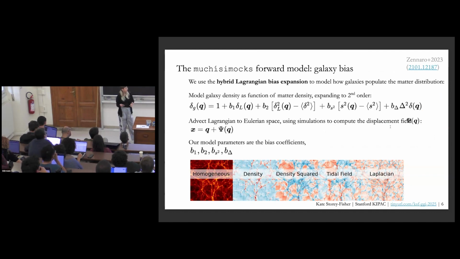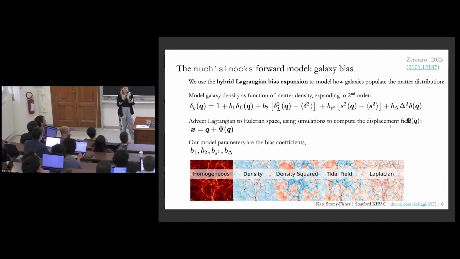So you can see here we have just our homogeneous field, and then you can break it down into your density term, its tidal field, Laplacian, et cetera. And this has been shown, this is to second order, has been shown to represent the galaxy field quite well as just a field of biased tracers. And then we can advect this Lagrangian space field to Eulerian space.